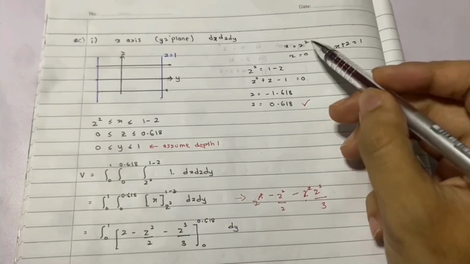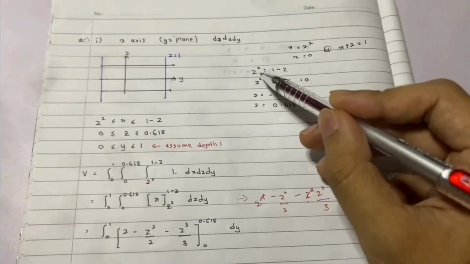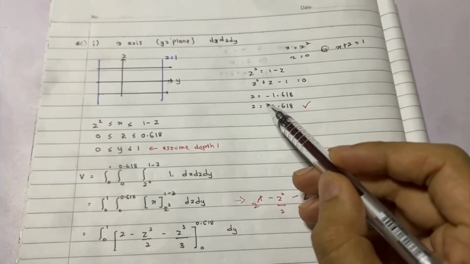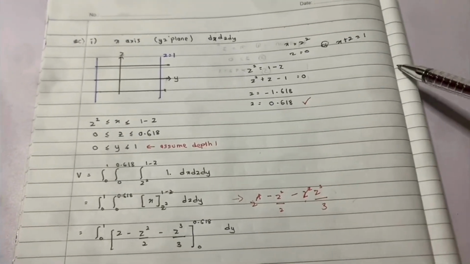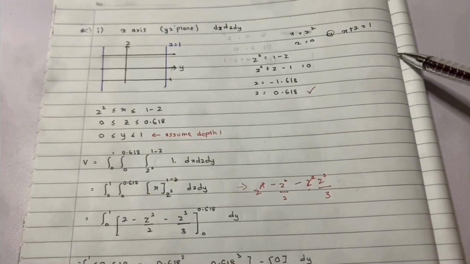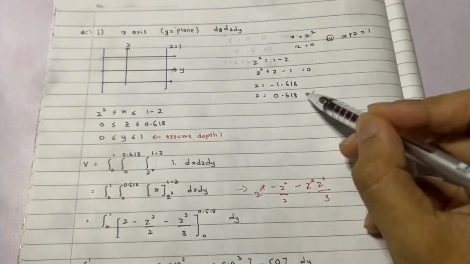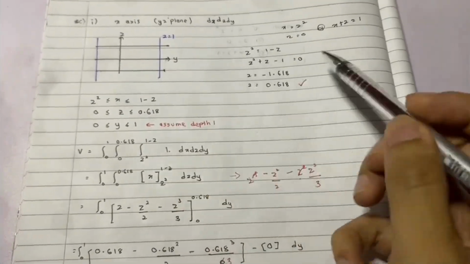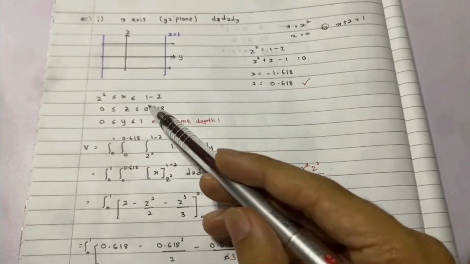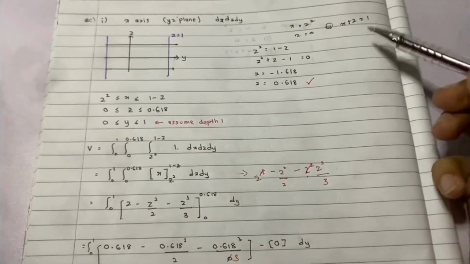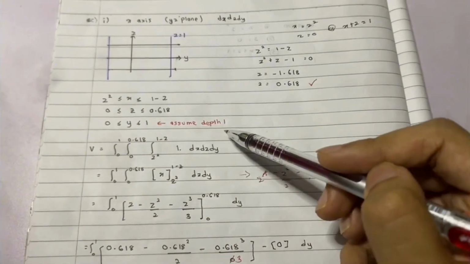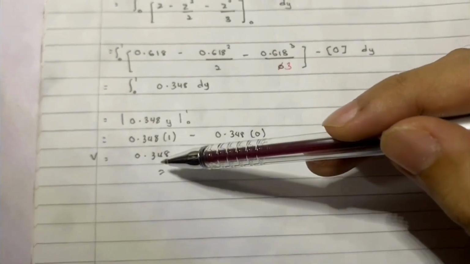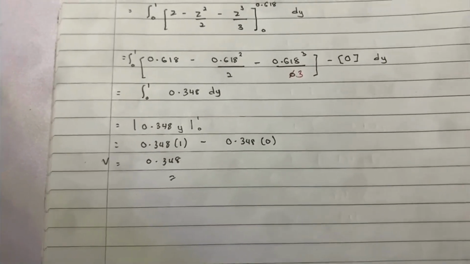So basically we know that z square equal to 1 minus z. I solve this equation, and you will get z equal to minus 1.618 and z equal to 0.618. I take this answer and then put it in this equation. So 0 less than z less than 0.618, and for the y, I just assume that it is 1. So this is the answer that I make for the volume. For the x-axis, I get 0.348.